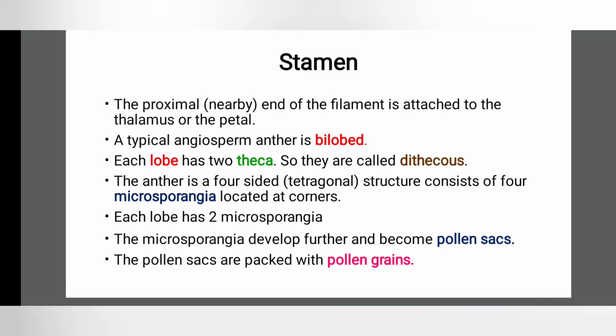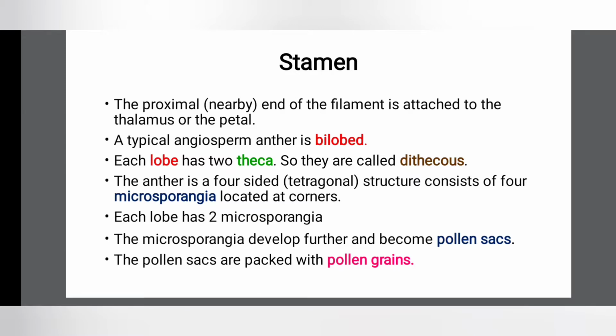A typical angiosperm anther is bilobed. It has two lobes. Each lobe again has two theca. What is meant by theca? A kind of compartment. So they are called dithecous. The anther is a four-sided structure. Four-sided. In geometry, we would have learned tetragonal.